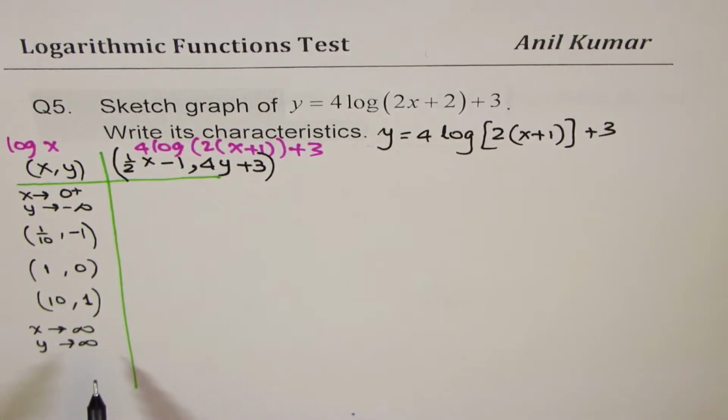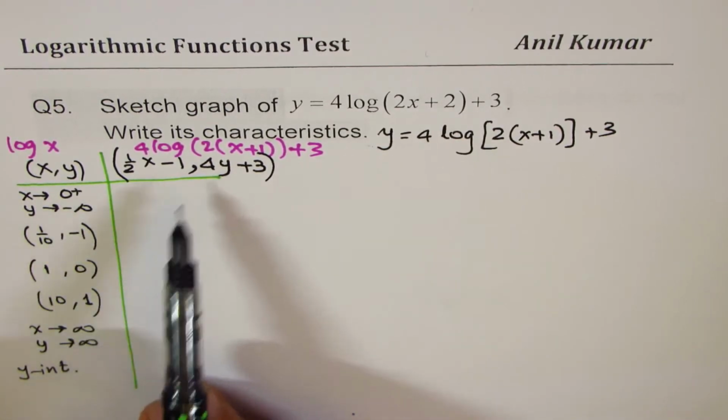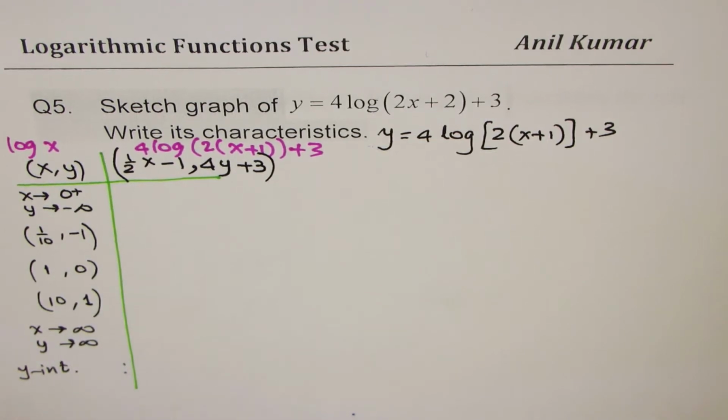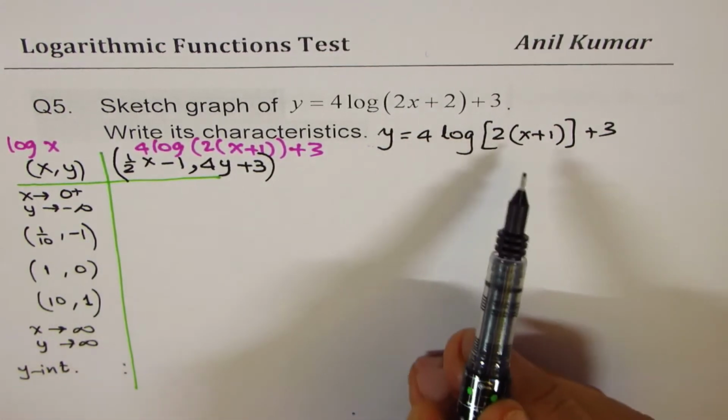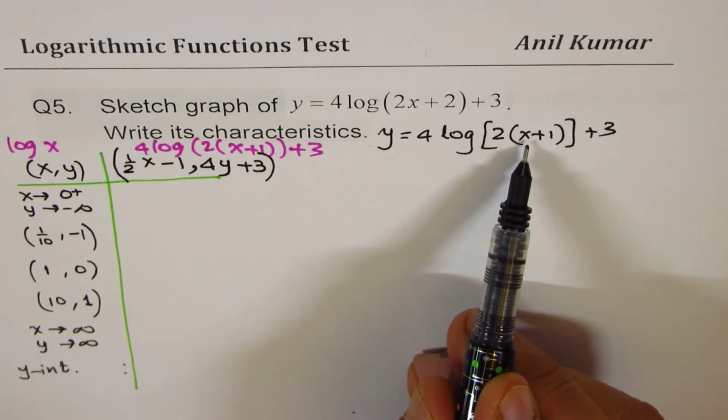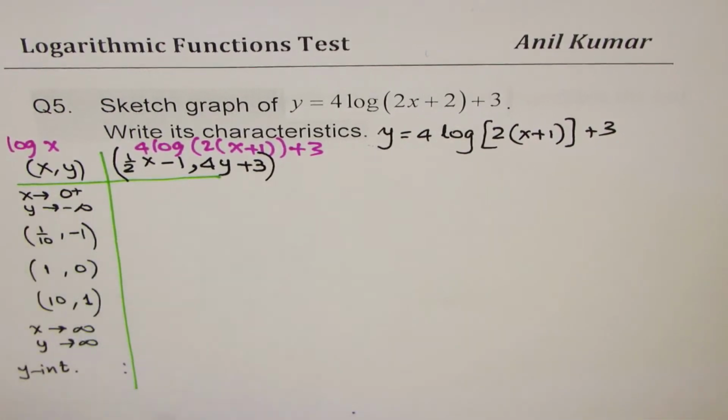Now, a very important point also is the y-intercept. So you could find the y-intercept also for your graph, right? Since it is moved, we'll find the y-intercept later. So that is a basic calculation where we'll just substitute 0 here. So let's do these points.